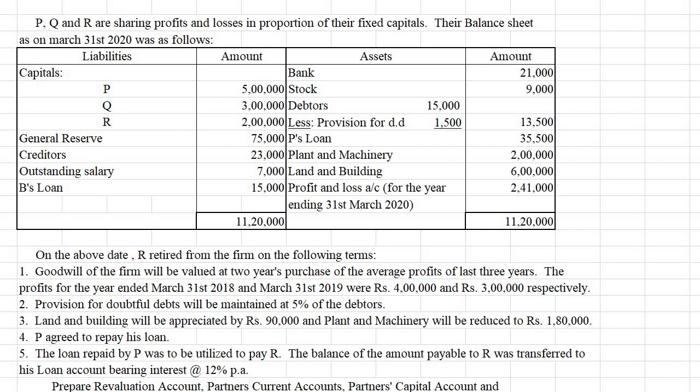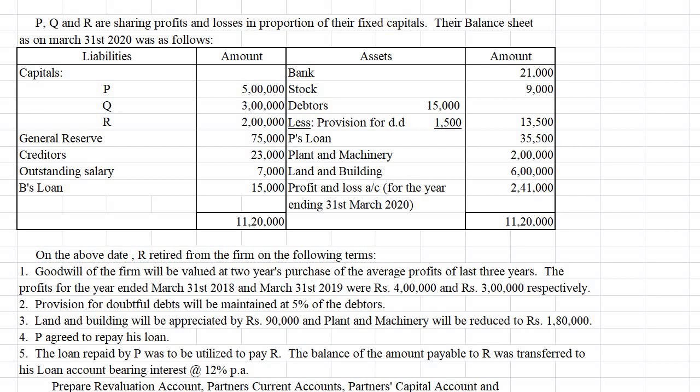Here is the question. You can write down this question on a piece of paper and see how each adjustment is taken in the solution part. Here three partners P, Q and R share the profit and loss in proportion to their fixed capital. It is mentioned that they are maintaining the fixed capital method, so it is clear that we have to prepare partners' current account. The balance sheet is given on 31st March 2020, and in that general reserve is there. We know that it should be credited to the partners' capital accounts in their old profit sharing ratio.